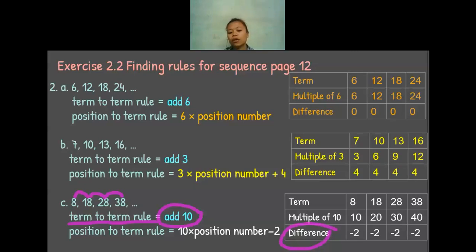So here for the terms, we already have 8, 18, 28, and 38, and here we make multiples of 10. At question 2C for the 38 terms, are you opening your workbook now? Yeah, I'm still at question 2C of the workbook, page 12. We are on workbook page 12. I'm discussing question 2C.